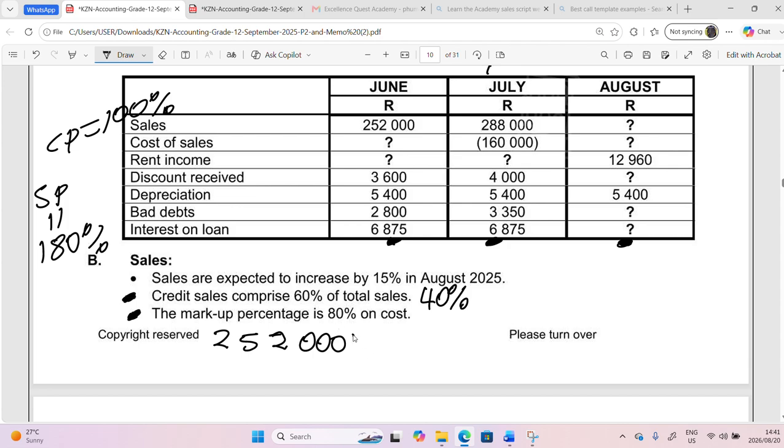So let's calculate the cost price. From sales, we multiply by what we want, 100%, and divide by what we have, which is 180%.